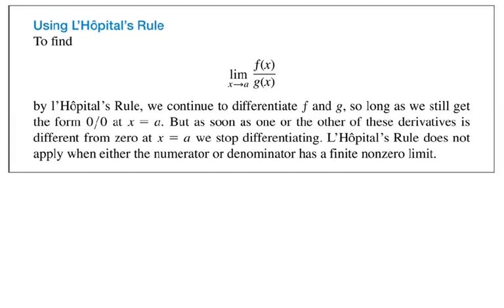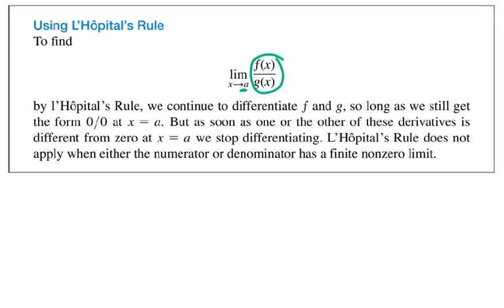Using L'Hopital's rule. So essentially what L'Hopital's rule is again telling us we can do is find the limit as x approaching some value a of something that's rational. So anything that is in a rational form.